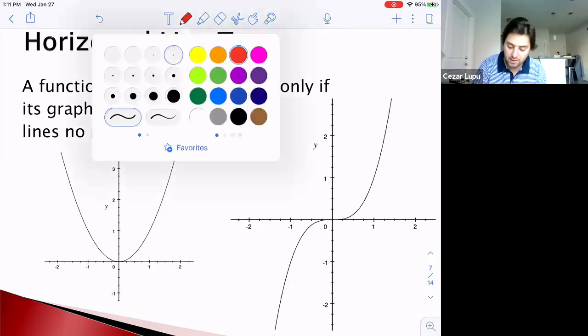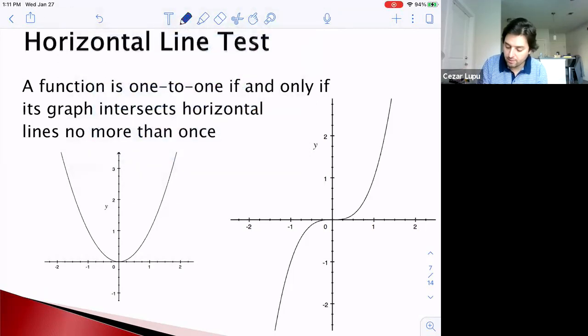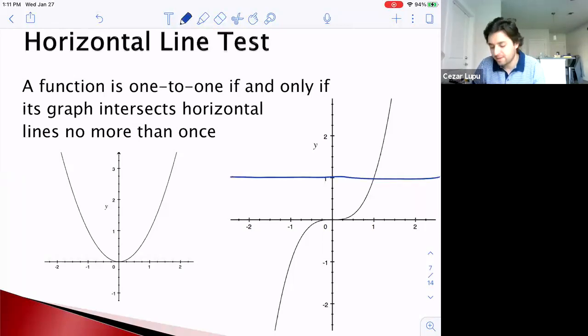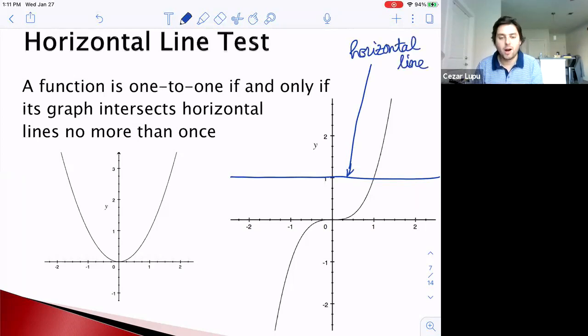Let's take some horizontal lines here. For example, if I take a horizontal line here, how many times does the graph intersect this horizontal line? Well, that line is not quite horizontal. I'm not the most talented guy in drawing that you will ever meet. Even this one is not quite horizontal, but anyway, you will imagine. Let me write here, horizontal line. How many times does this horizontal line intersect the graph of f?